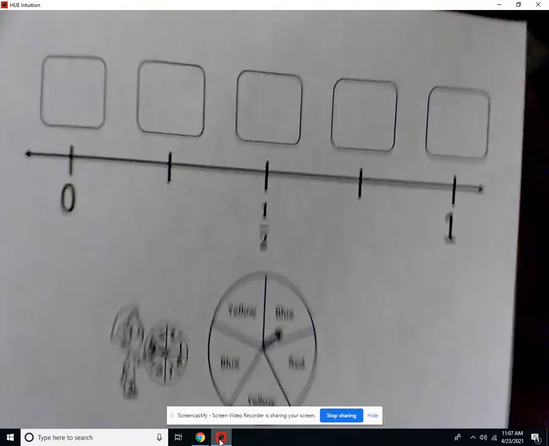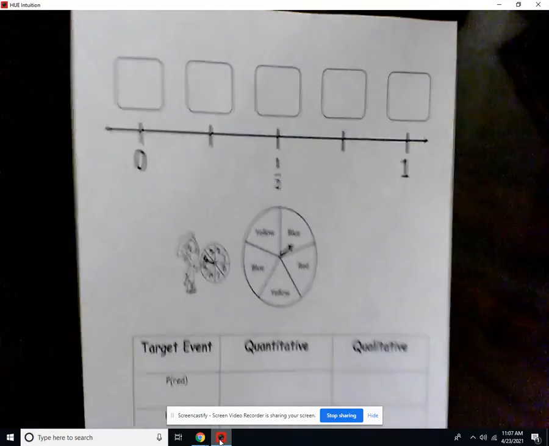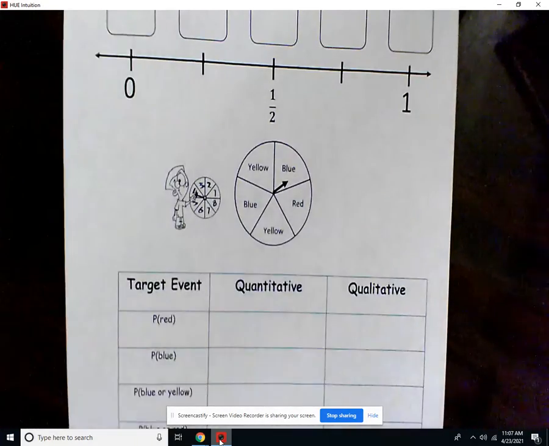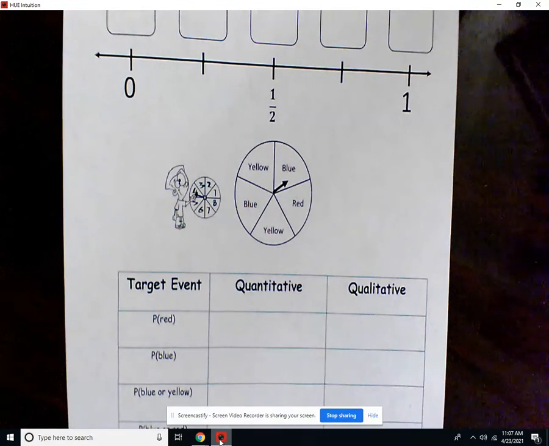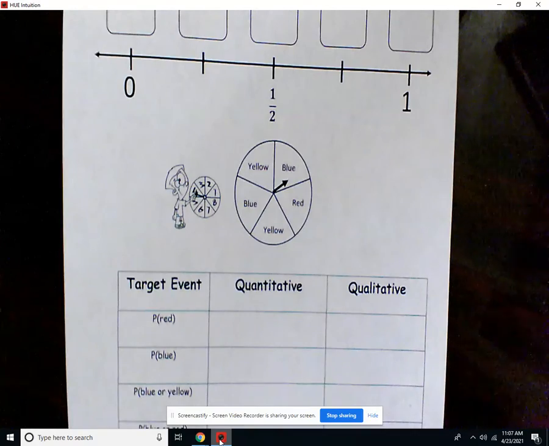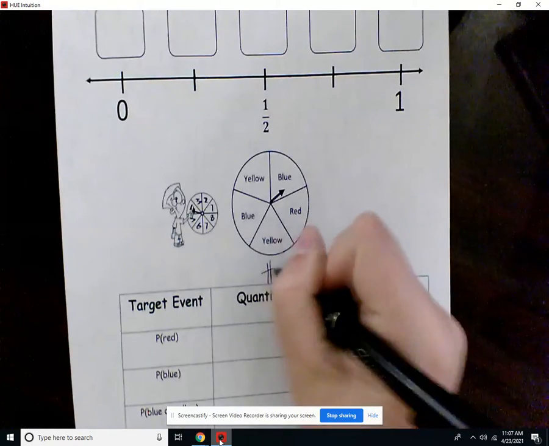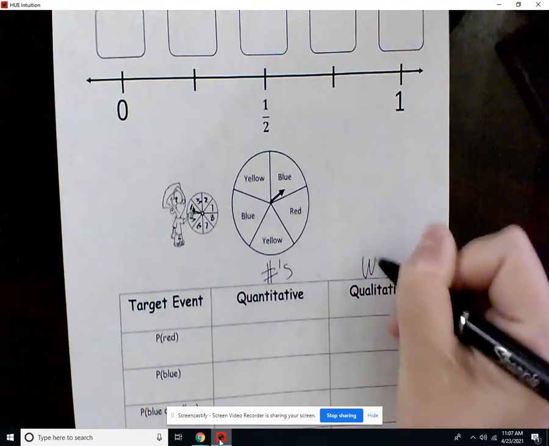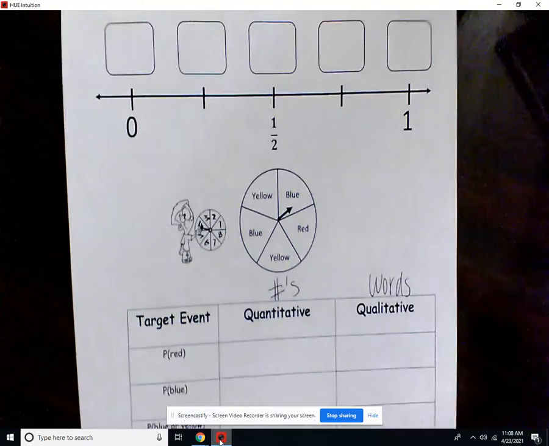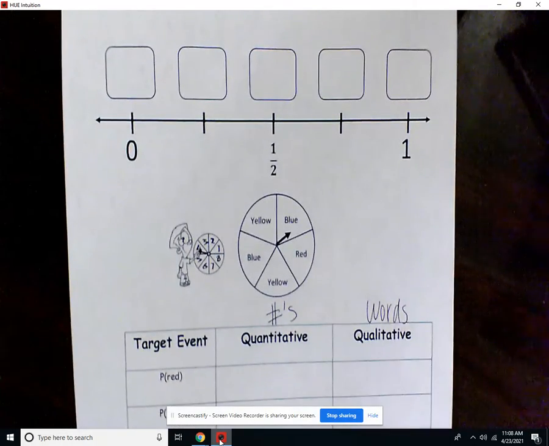Now we're going to look at some events of probability. We're going to look at the quantitative and qualitative. So again, quantitative is in numbers, qualitative is in words. Okay, so we're going to have numbers here, then we're going to have words here. Okay, so let's talk about it at the top.